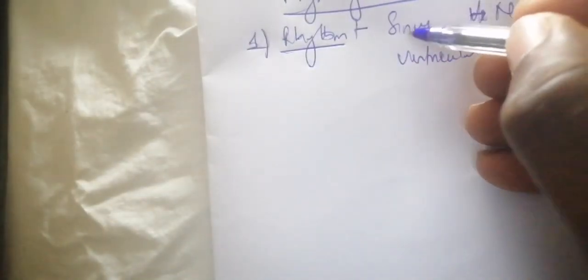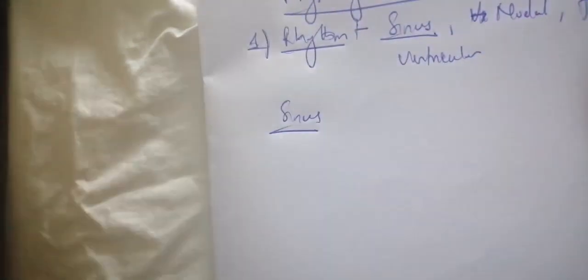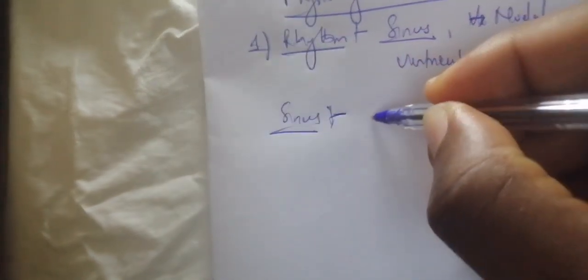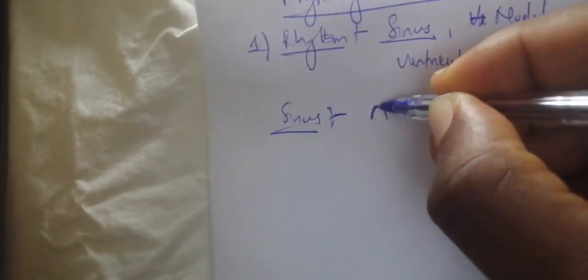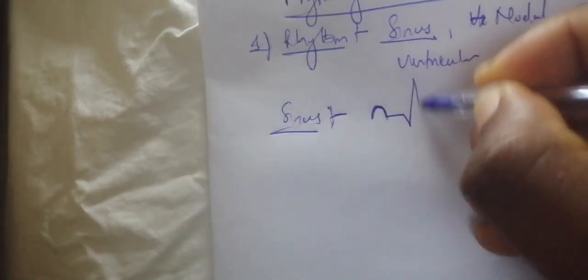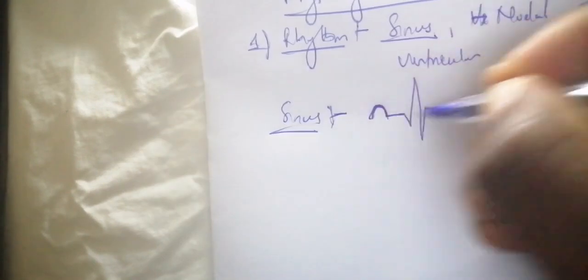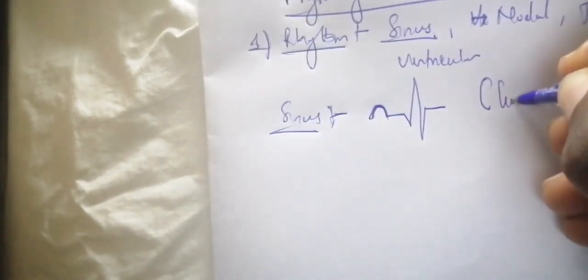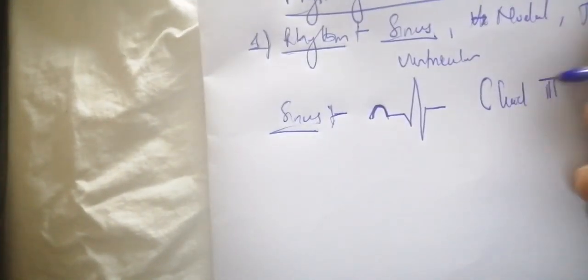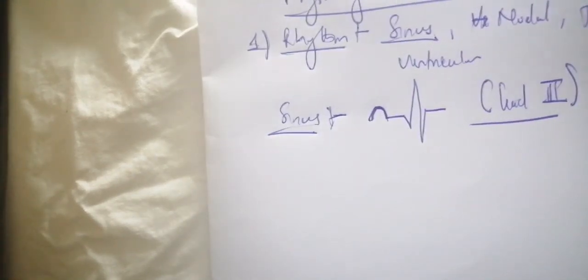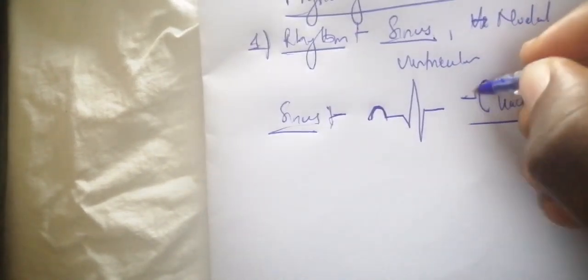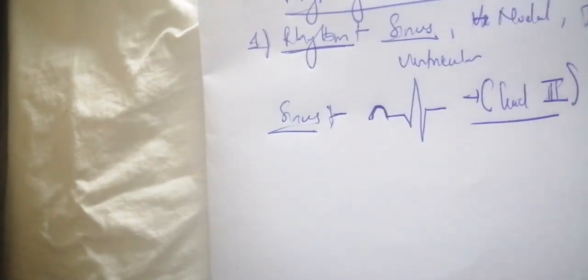Now, let's start with the first element, which is the sinus rhythm. For the sinus rhythm, we need to point out that you have a sinus rhythm when a P wave directly comes before a QRS complex, particularly on limb lead 2. Limb lead 2 is a major part of the rhythm strip. Generally, to visualize a rhythm, you have to go on the rhythm strip.